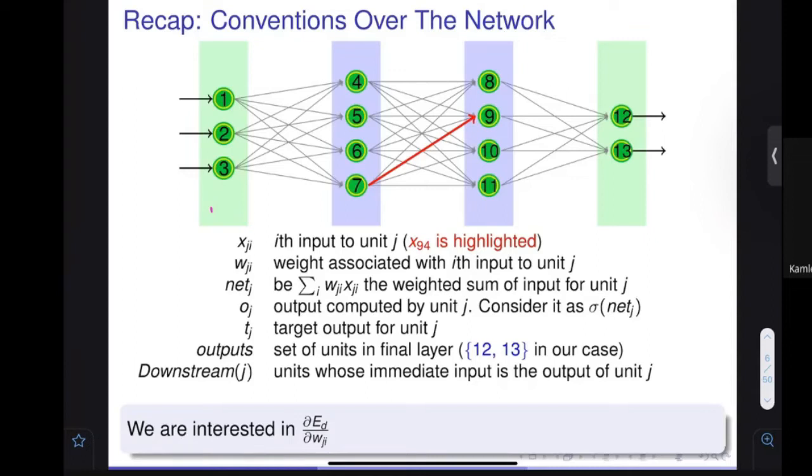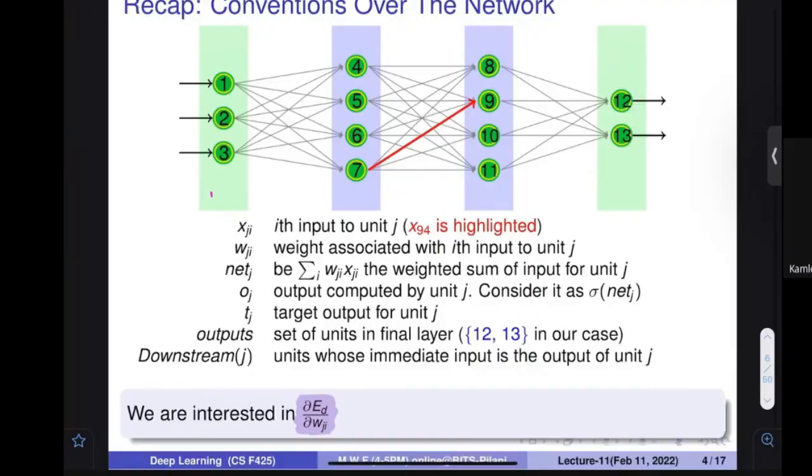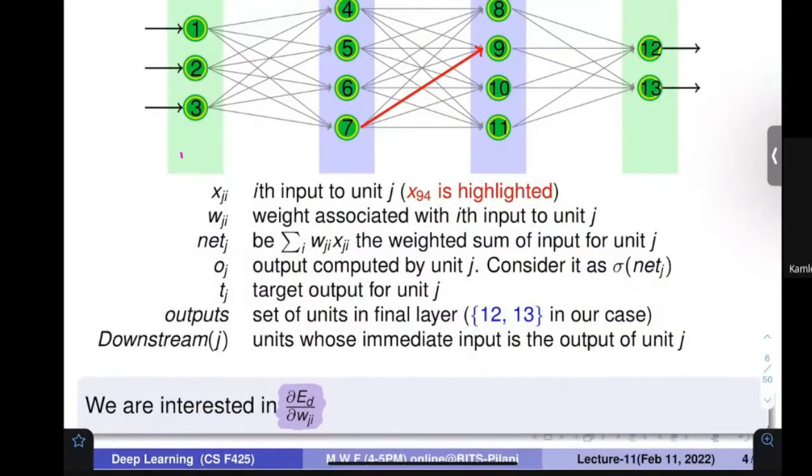So ultimately, what quantity are we interested in? We are interested in dE_d upon dw_ji. Can anybody tell why we are interested in this particular quantity? To update the weights, because for every weight we want to find this out. So for every w_ji we are interested in finding this particular quantity. Makes sense? Yes, thank you.